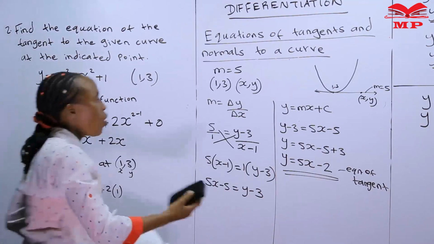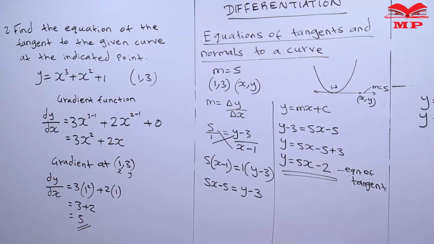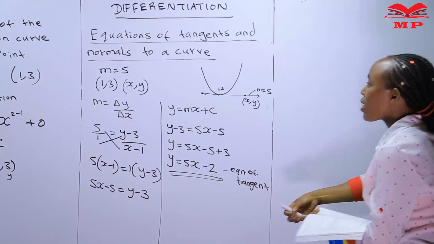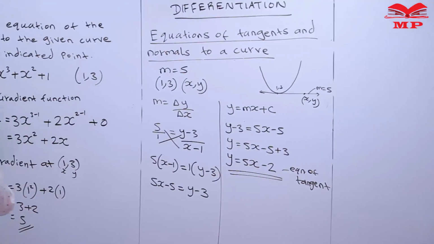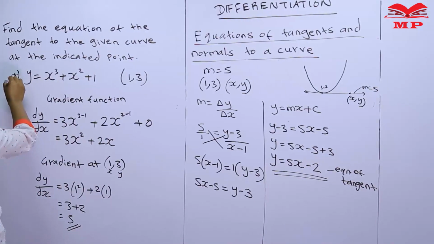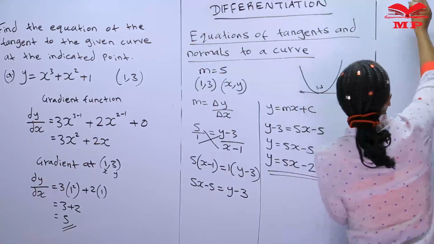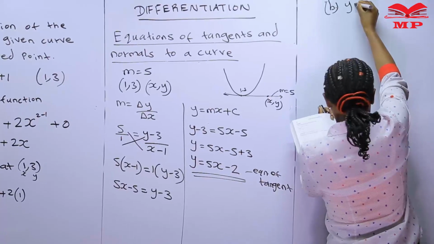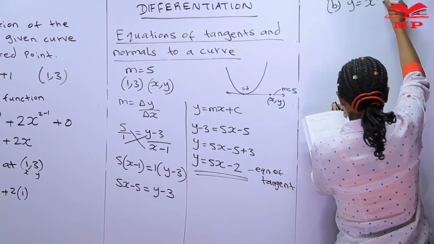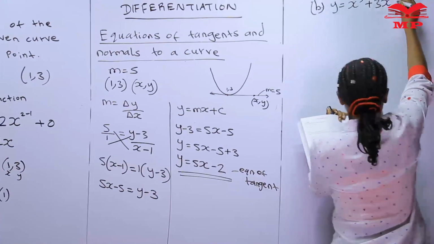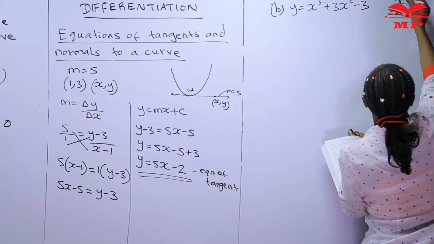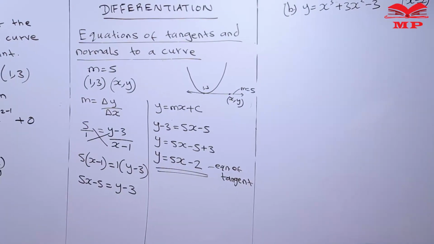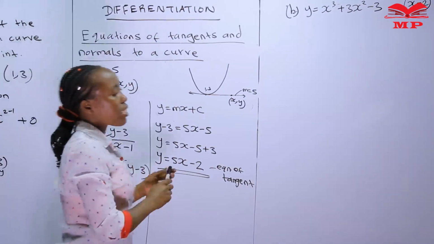Lastly, the last example on the equations of tangents to a curve. In our case here, we have been told to find the equation of the tangent to the given curve at the indicated point. So we can call this B. We have been given the equation y is equal to x cubed plus 3x squared minus 3, and the point x is equal to 2. So we have not been given the coordinate. We have been given the value of x, x is equal to 2.